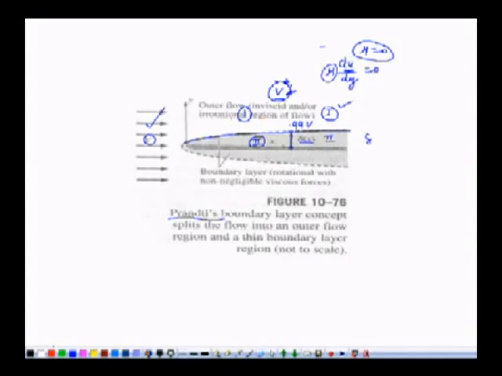So for case 1, for the outer region, the flow can be analyzed without considering the viscosity. Viscosity is assumed to be 0 and it can be solved very easily. And inside the boundary layer, we apply the NS equation for two directions, x and y, and it can be solved. Right.